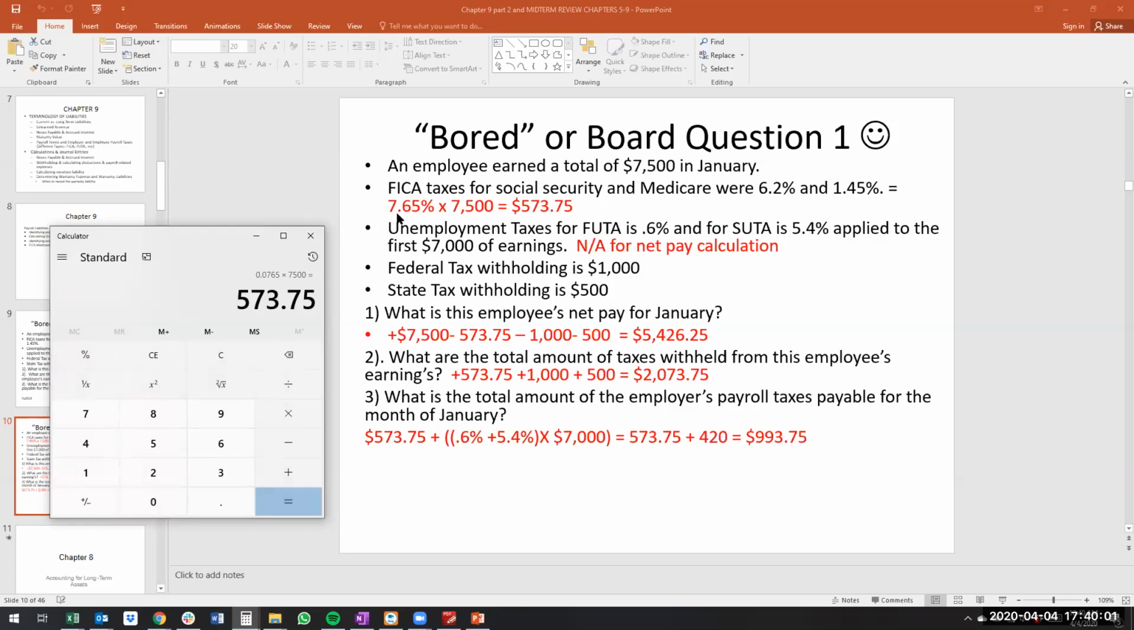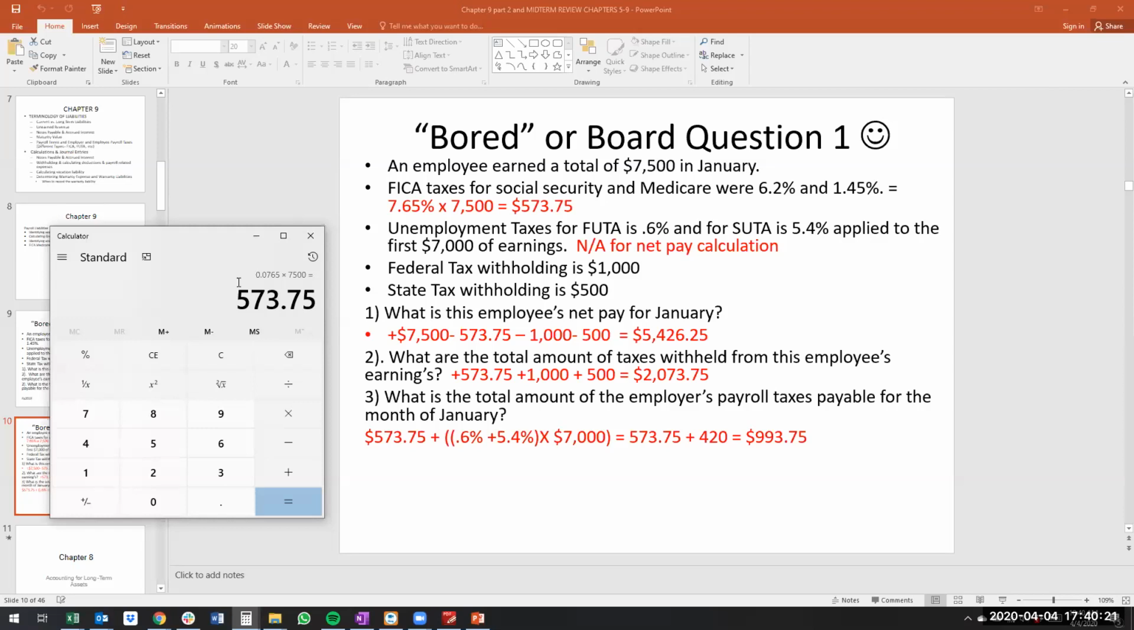The employee owes it. Unemployment taxes for FUTA is 0.6 and SUTA is 5.4 on the first 7,000 of earnings. We owe it on 7,500, but FUTA and SUTA aren't related to the employee portion. That's for the employer portion. Federal tax withholding is 1,000. State tax withholding is 500.